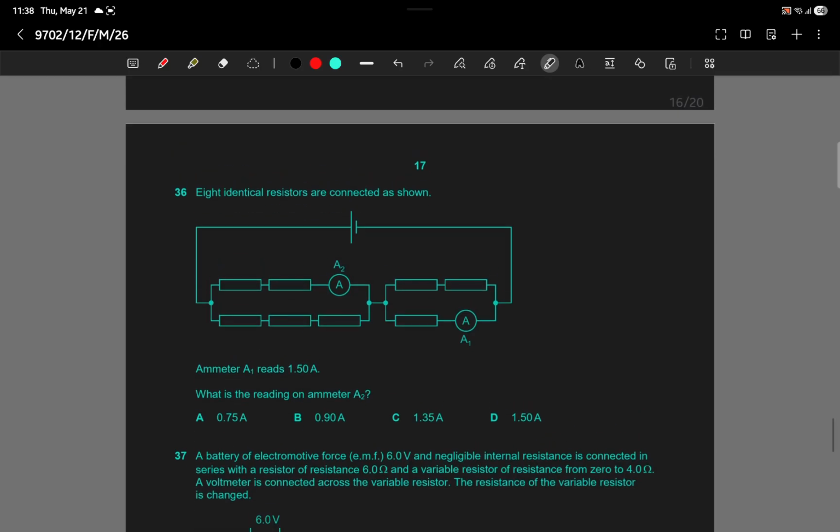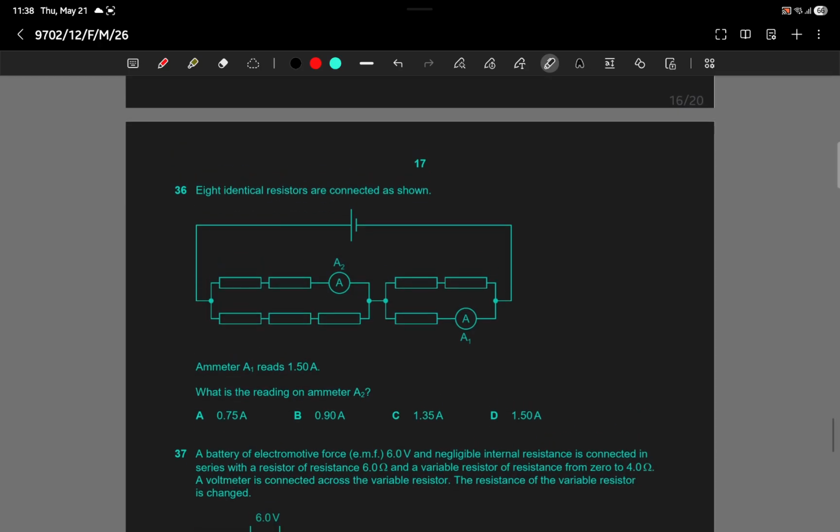So how do we solve this exactly? A1 reads 1.5 amps. So from here the current goes from here to here, then it splits, then here to here, then it adds up here again, and then this current goes here to here to here. Okay, this is actually a bit tricky.